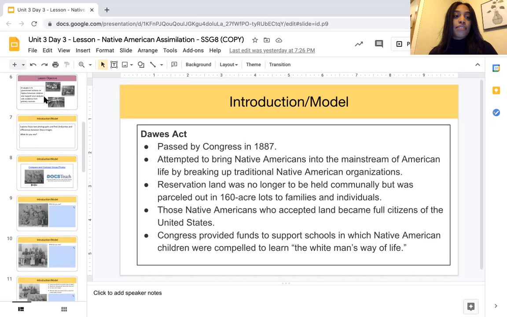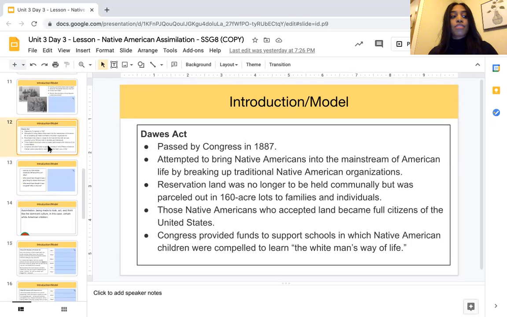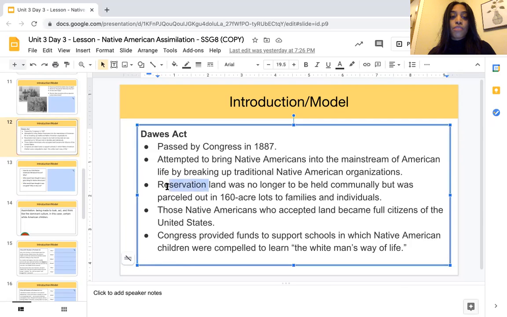Since the objective focuses on US government actions, this lesson is going to talk about the Dawes Act. So you definitely, again, want to make sure that you teach them what that means. So maybe they don't know what a reservation is. These are terms that you want to bold or highlight so that the students understand, and you want to unpack it with them. You want to define them. You want to show them what a reservation looks like, right? And of course, that will help with their comprehension, right?